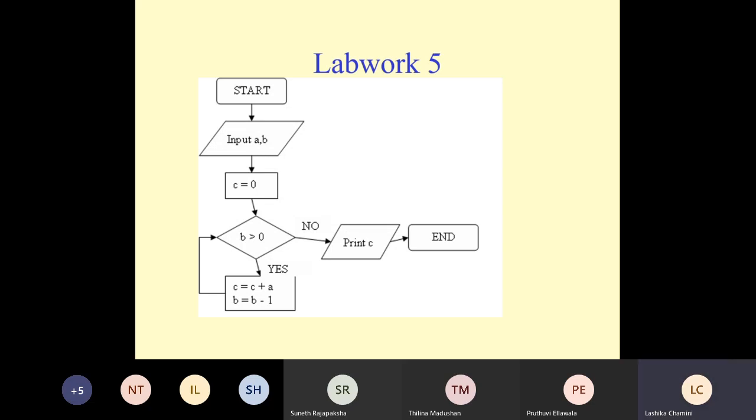For example, if the values of A and B are 2 and 3, then we are going to add 2, 3 times. I think you understand it. And when the value of B is equal to 0, not greater than 0, we go along the no path, print C and end the program.